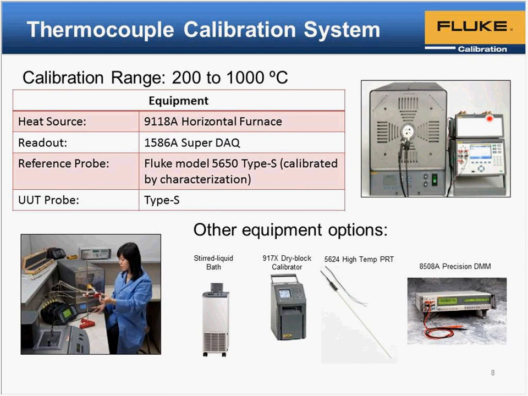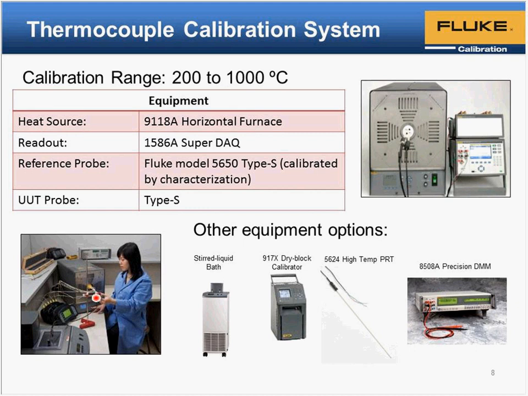To understand and improve the uncertainties in this calibration system, there are other types of equipment out there that would help improve different parts of the uncertainty analysis. For example, a stirred liquid bath will have advantages, but has a limited temperature range. It may only go up to 300 degrees Celsius. A portable dry-block calibrator like the one shown here is very common in industry, especially in on-site calibrations. And in place of a reference thermocouple, a high-temperature PRT with much lower uncertainties could be used for the temperature reference. A high-precision voltmeter like this 8508A would improve voltage uncertainty.